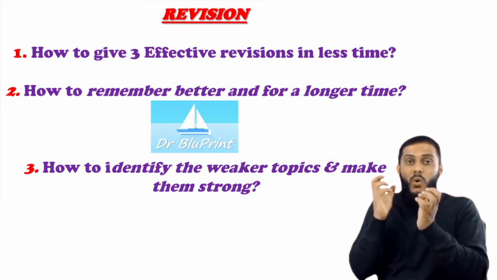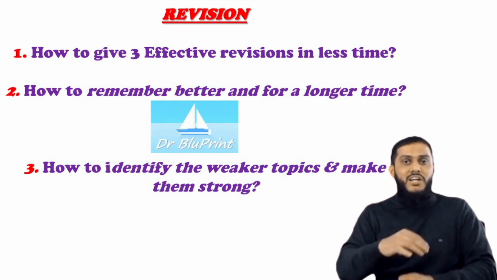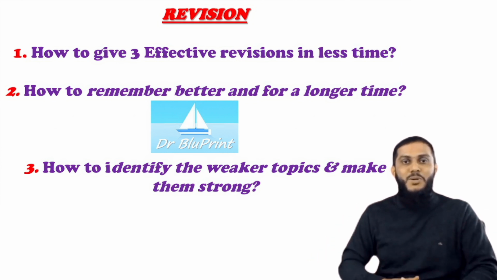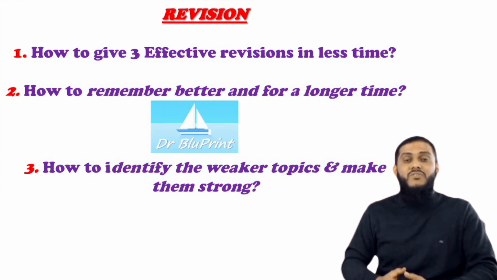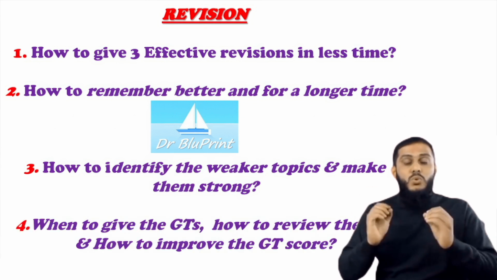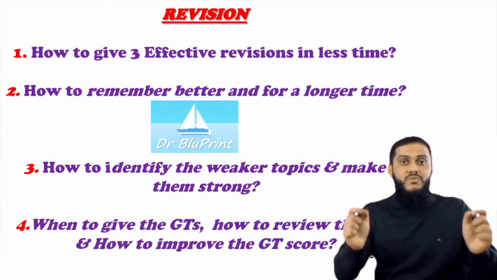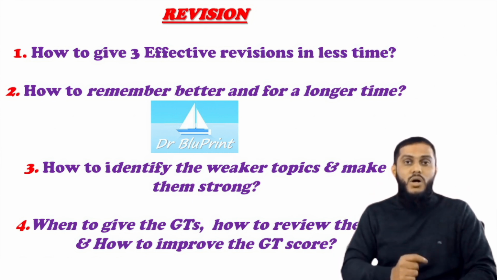Next, how to identify the weaker topics and make them strong. Just keep on reading, and weaker topics remain weaker. It is not going to work. We have to identify our weaker topics in our revisions, and we have to make them strong. Then, when to give GTs, how to review GTs, and how to improve the GT score. All these things we have to take into account while planning a revision.